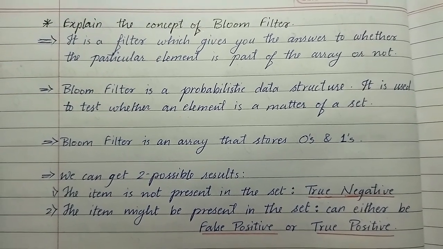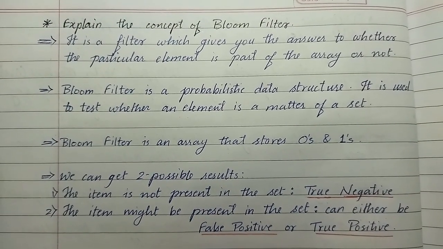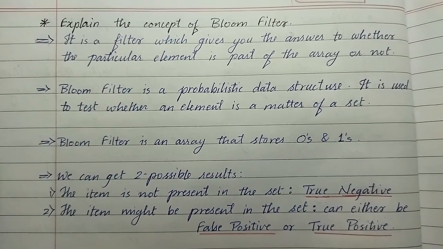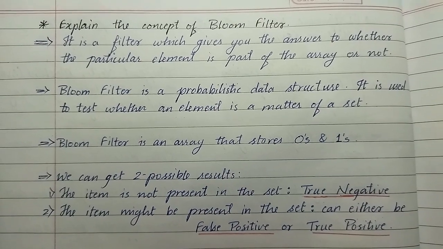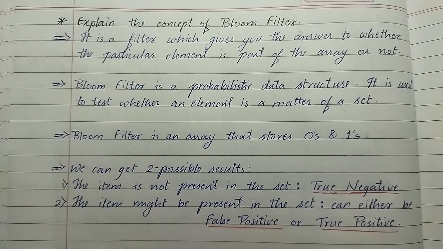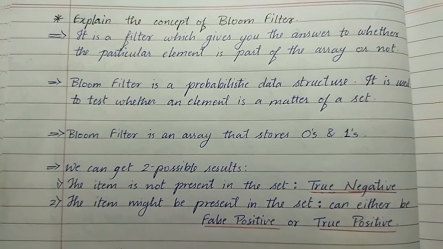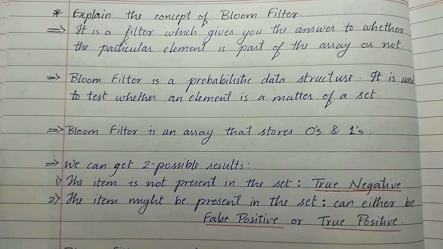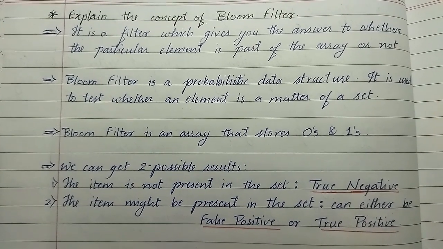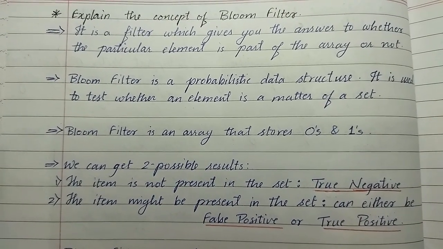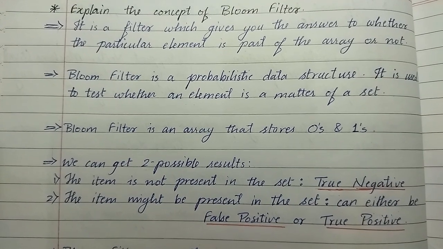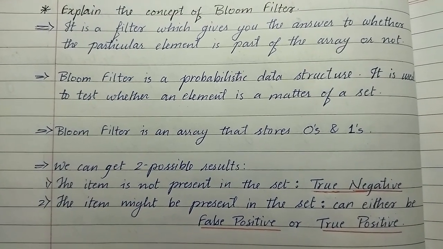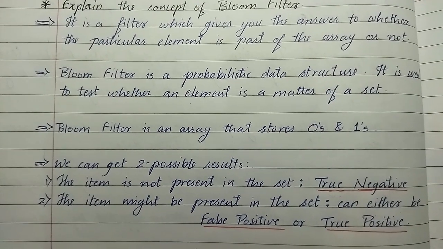It is a filter which gives you the answer to whether a particular element is a part of an array or not. Bloom filter is a probabilistic data structure. It is used to test whether an element is a member of a set, and a Bloom filter is an array that stores zeros and ones. We can get two possible results. First, the item is not present in the set, that is a true negative, and the second is the item might be present in the set. It can be either a false positive or a true positive.